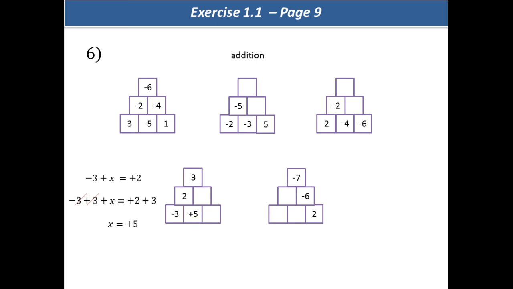Now, how can I do this one here? The same. You have 2, 3, and here is missing. 2 plus x, I don't know how much, equals 3. Try to find this number exactly the same way that I've done in these steps here, and so on.